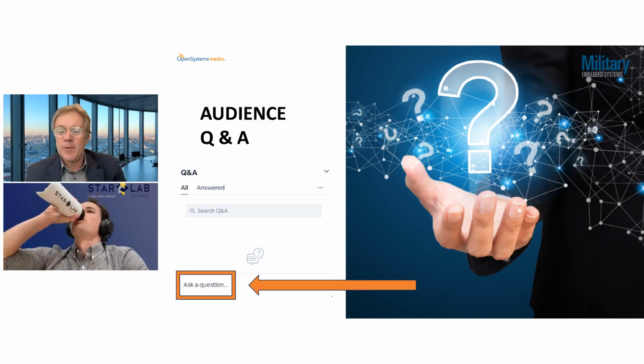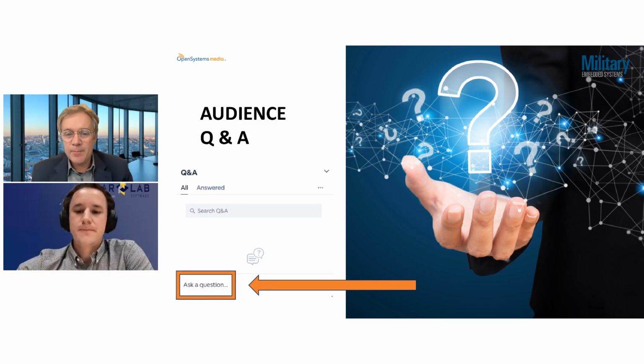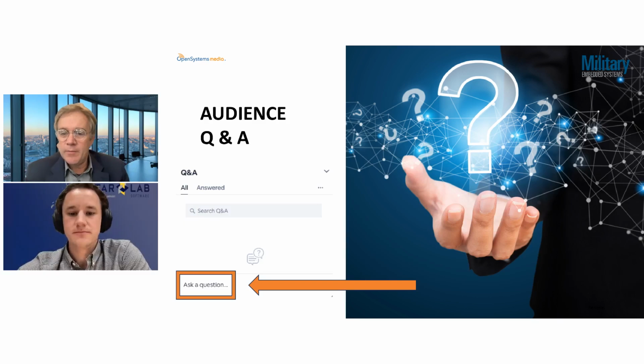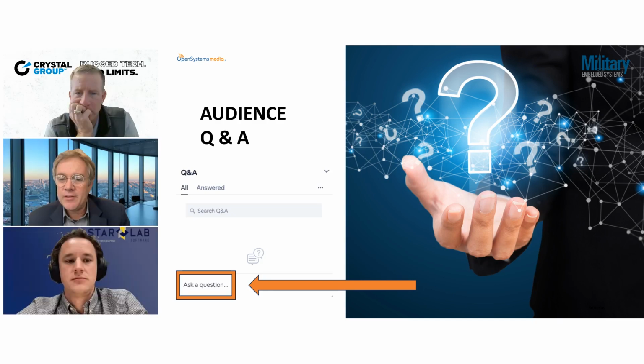This one is for Cale. Actually, Cale's not back on yet. We're going to get him back, but I'm going to start with Matthew then. Matthew, how can hardware-based security, e.g. TPM, secure enclaves, be integrated into edge AI systems to ensure data integrity and model protection?